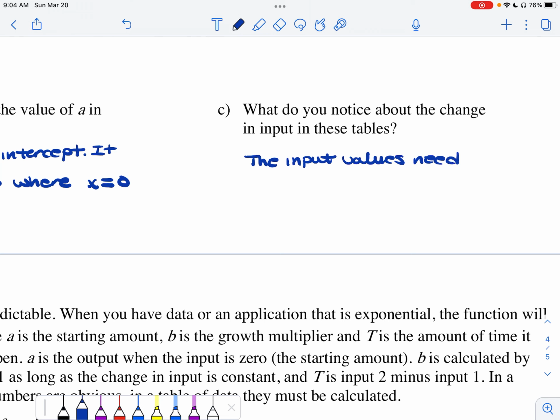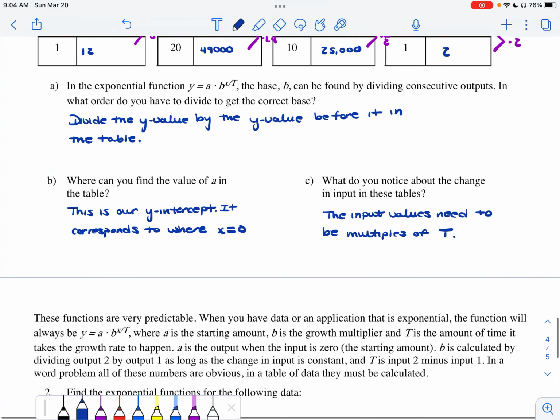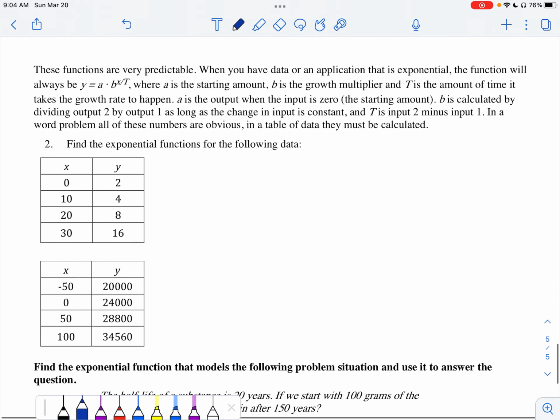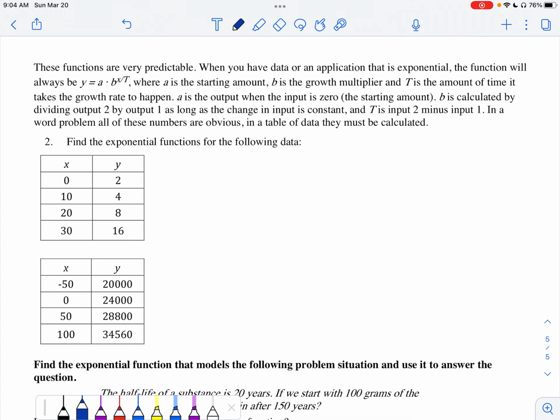Input values need to be multiples of t. Okay, all right. So what we want to do on this next one, first you can read through this.